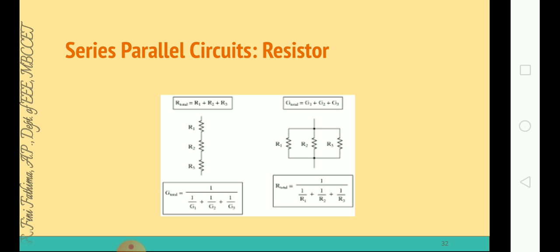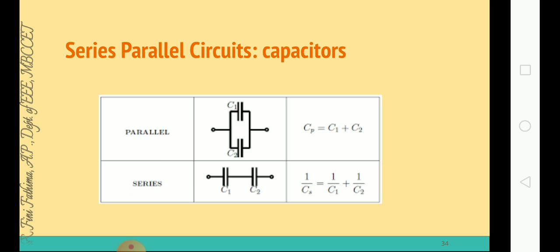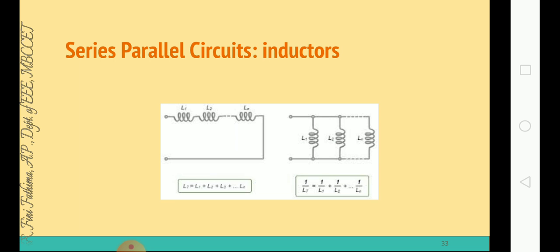The same goes for the case of an inductor. Though it is not specified in our syllabus, you have to think that the case of the inductor is very similar to that of a resistor. If two or three inductors are connected in series, then the total inductance L total is equal to the sum of the individual inductances, that is L total equals L1 plus L2 plus L3 plus and so on up to Ln. If they are connected in parallel, then similar to resistance, 1 by L total equals 1 by L1 plus 1 by L2 plus 1 by L3 plus and so on up to 1 by Ln. So inductors follow the same pattern as resistances in series and parallel combinations.